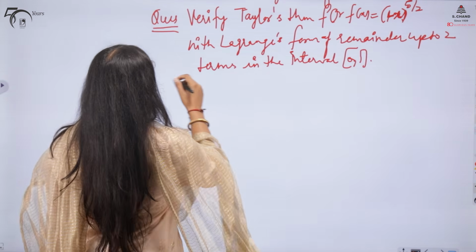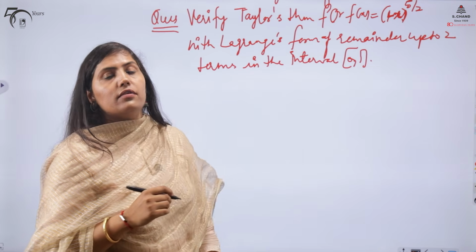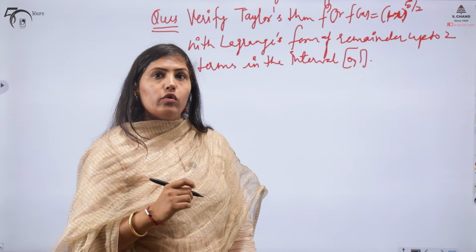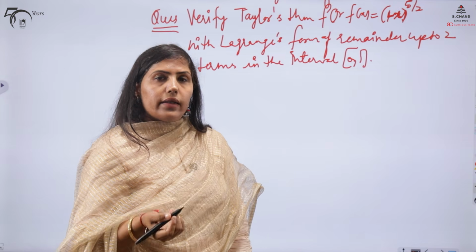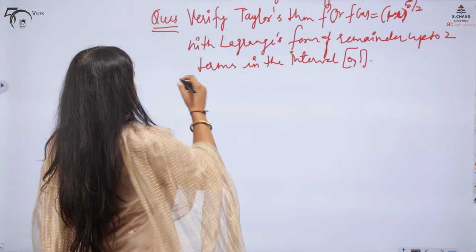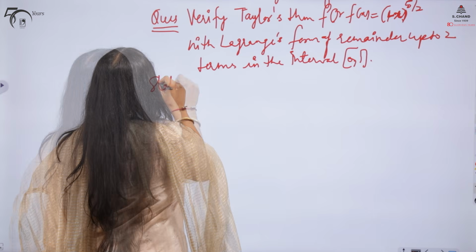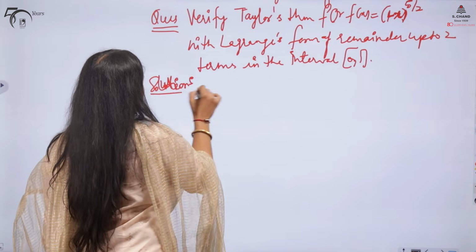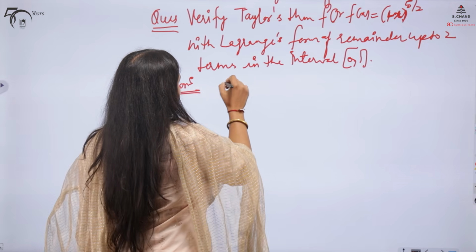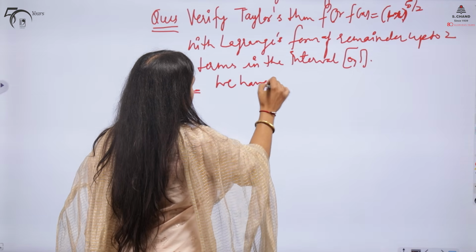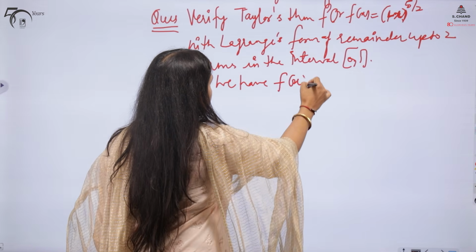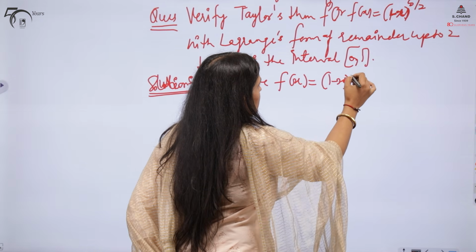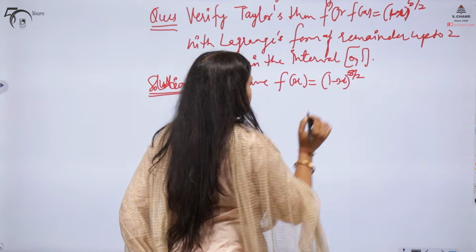How to start with the problem? You have to verify it, which means the theorem which I stated before the break, you should check whether the statement is correct or not. So how to verify? Start with the solution. What exactly is your function? Everything is based on the function. See the function first. Our function is (1 minus x) to the power 5 by 2.